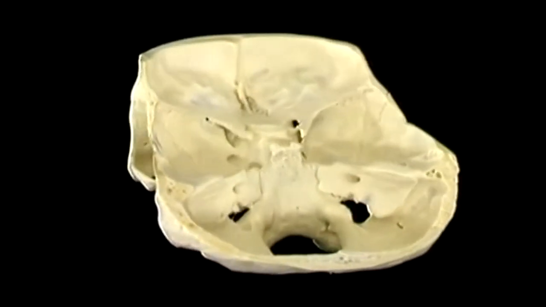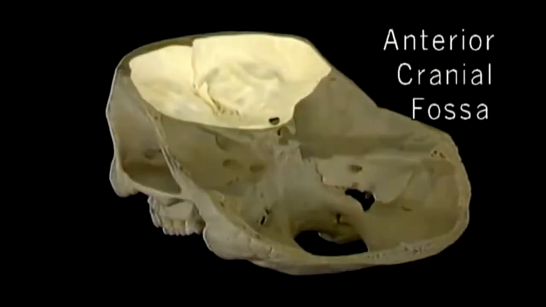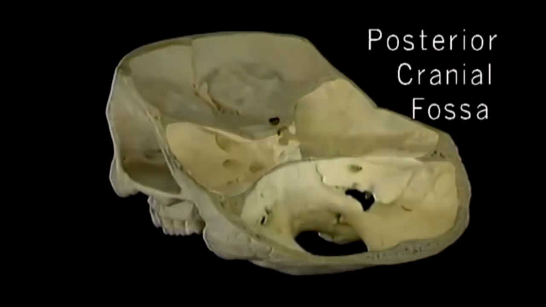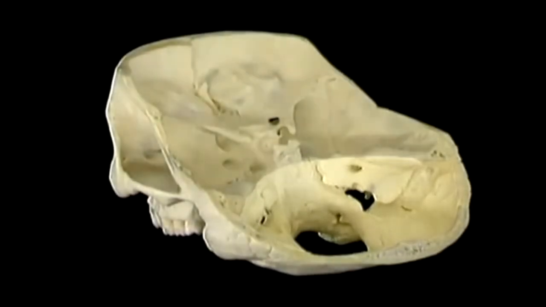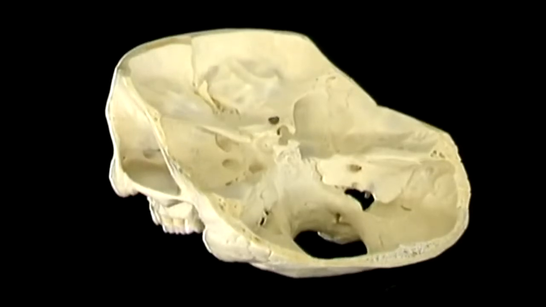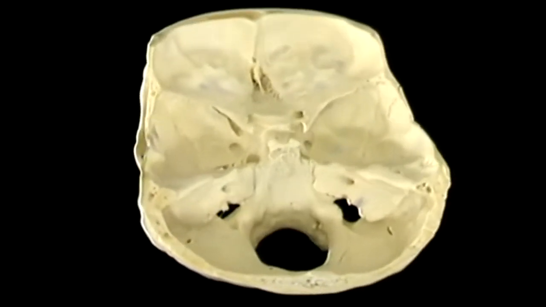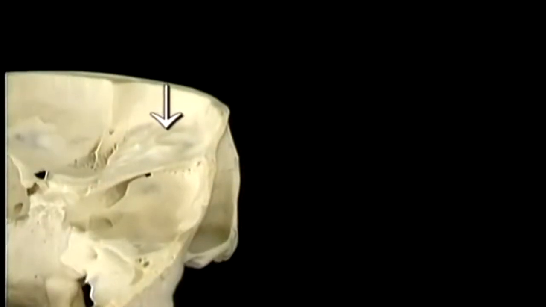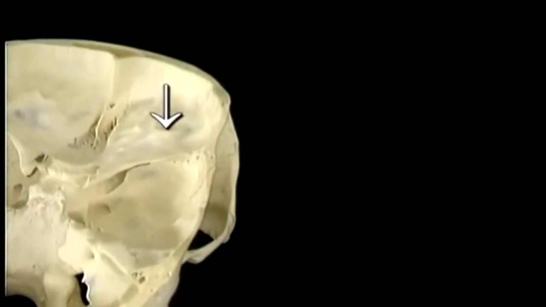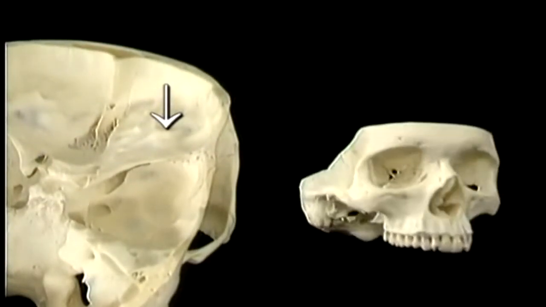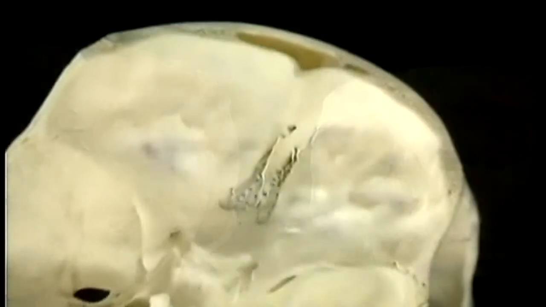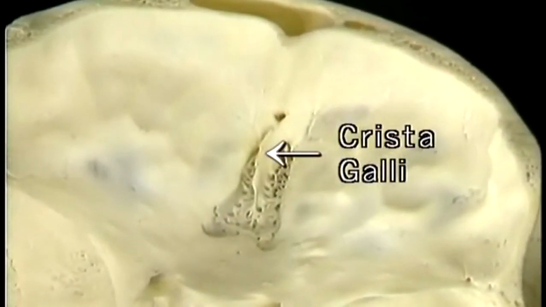These divide the floor of the cranial cavity into three parts: the anterior cranial fossa, the middle cranial fossa, and the posterior cranial fossa. We saw the posterior cranial fossa in the previous section. In this section, we'll look at the main features of the anterior and middle cranial fossae. The bone that forms this upward bulge in the floor of the anterior fossa is the same bone that forms the roof of the orbit. This crest in the midline is called the crista galli.